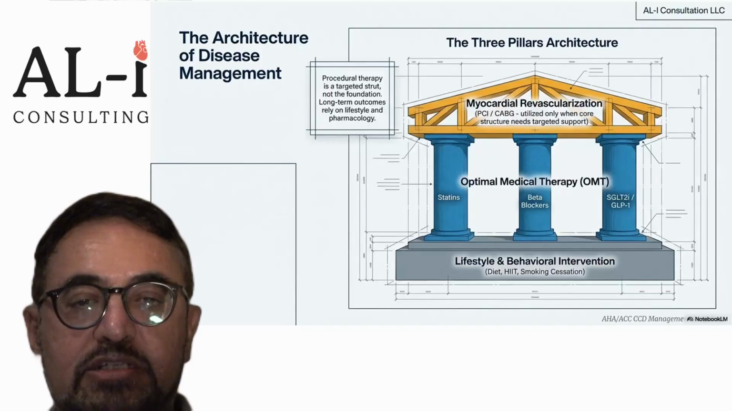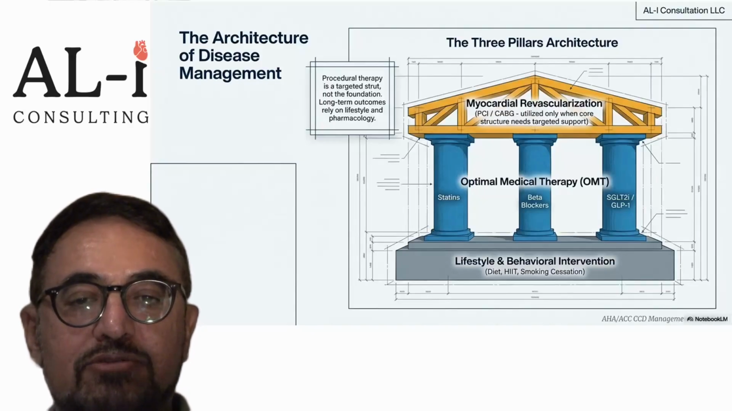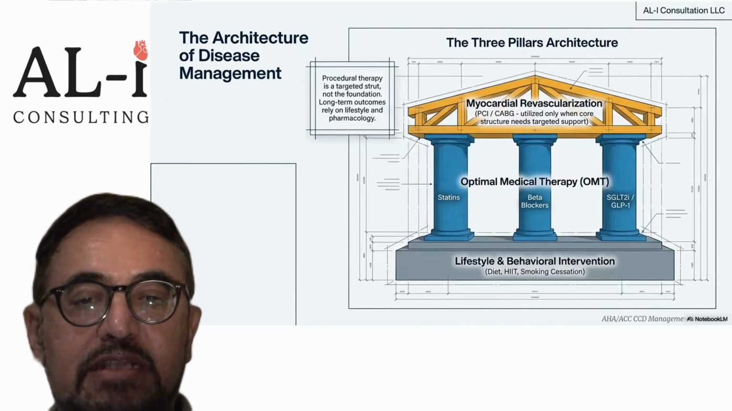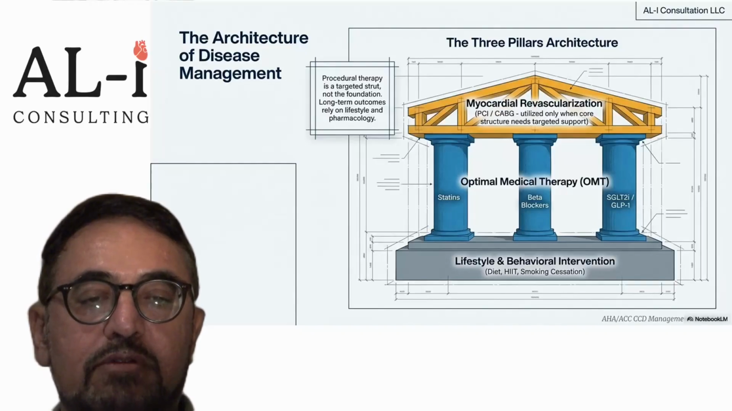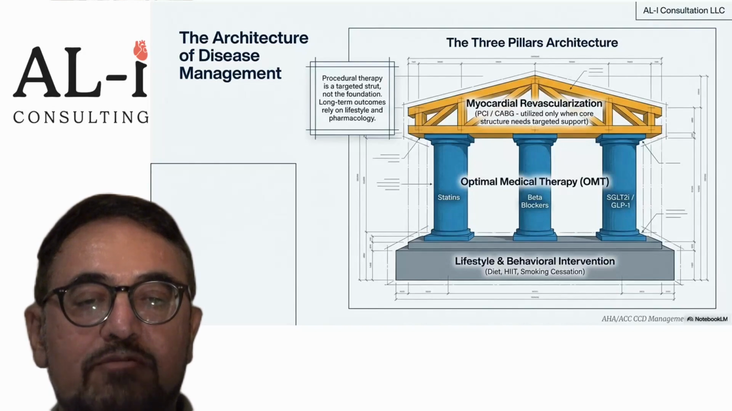After risk stratification, management can be organized into three major pillars. The first is lifestyle modification, the second is optimal medical therapy, the third is revascularization when appropriate. This structure is useful because it reminds us that procedural therapy is only one part of management. In many patients, the most meaningful gains in symptoms and long term outcomes come from risk factor control and excellent medical management rather than immediate intervention.